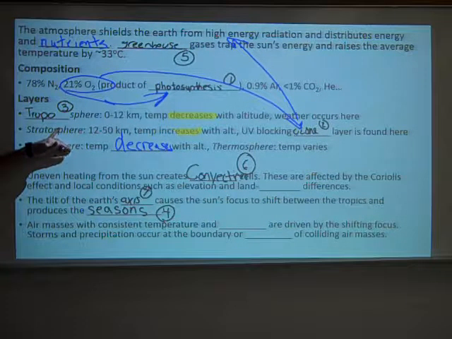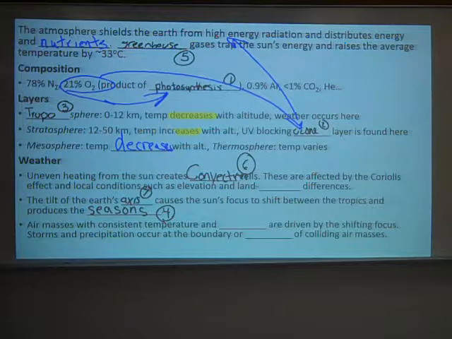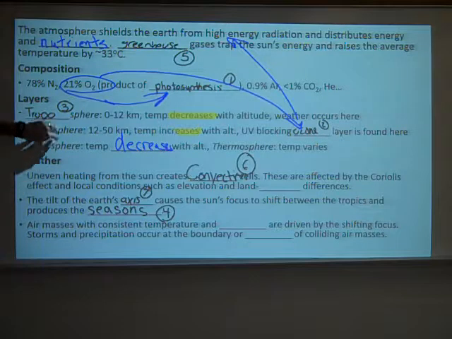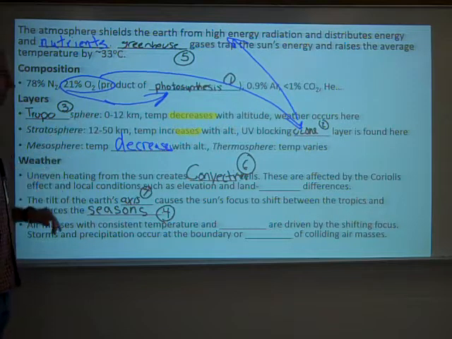Any questions about the layers of the atmosphere? So memorize that order, memorize the temperature changes, and memorize what's special about them. Really it's only the troposphere and the stratosphere that are significant.